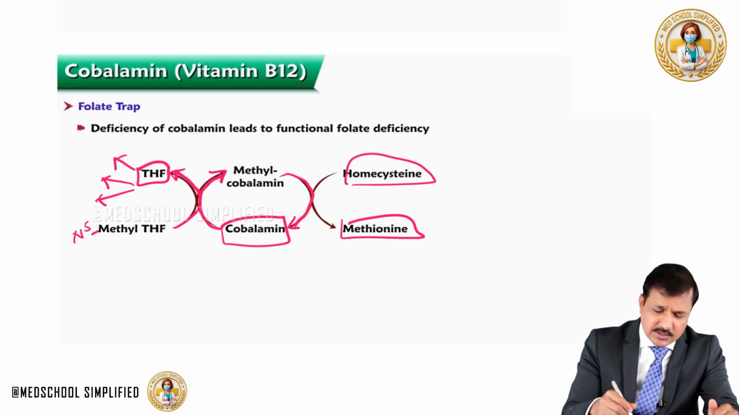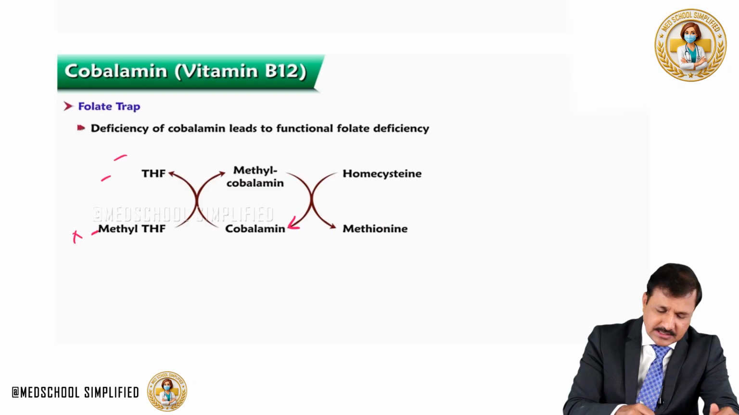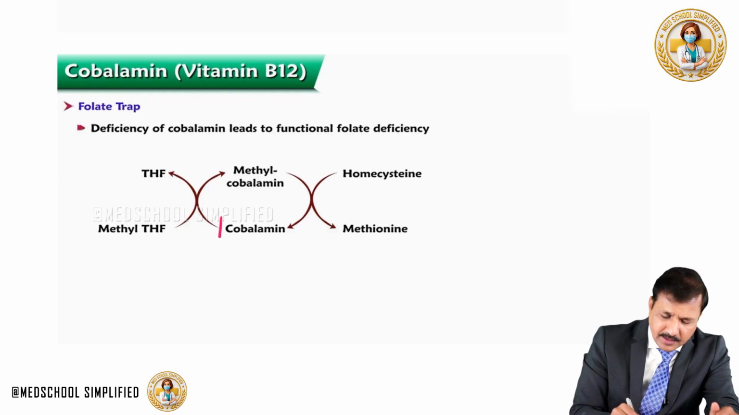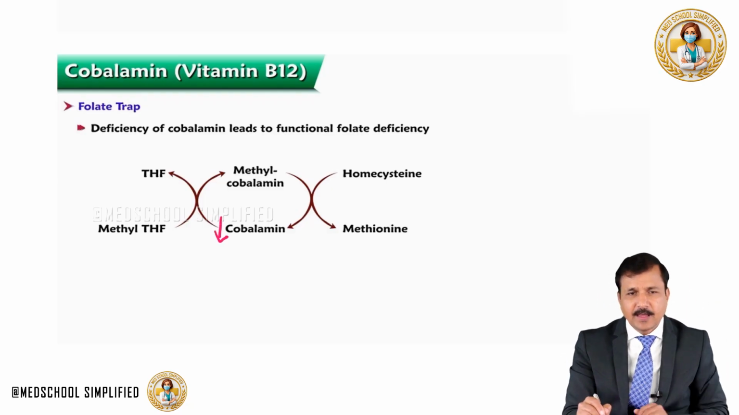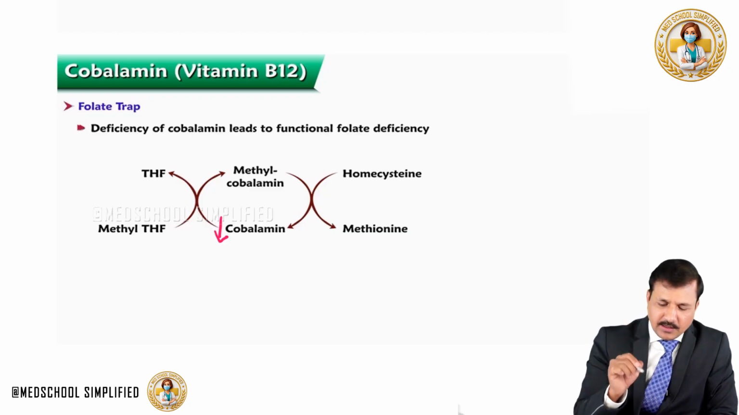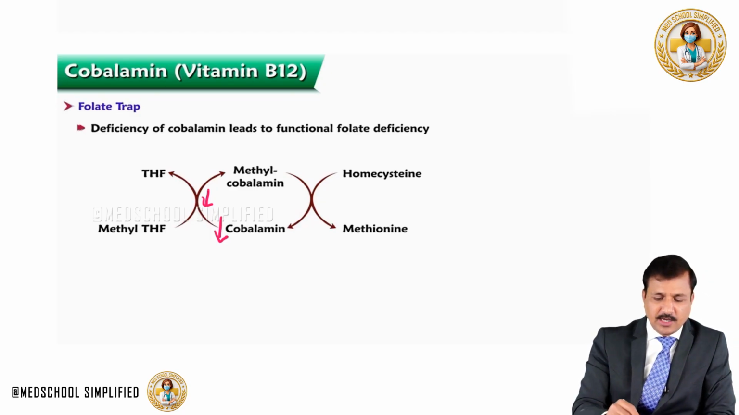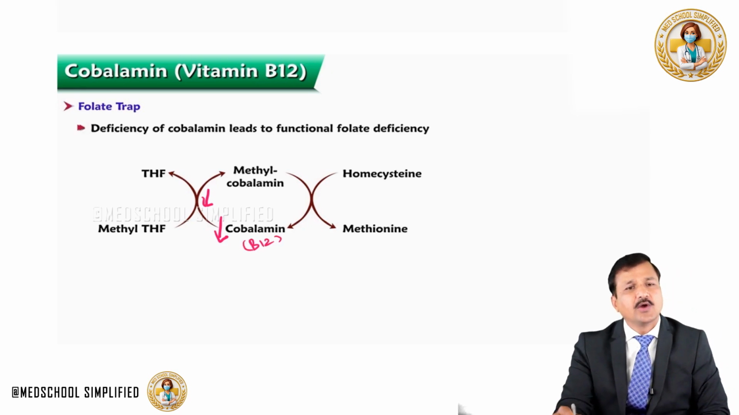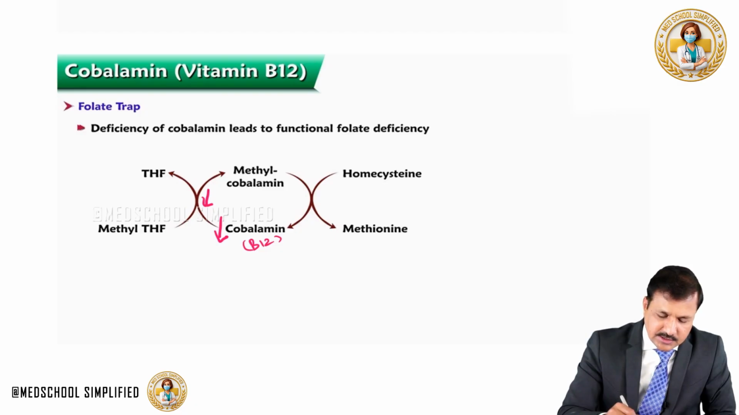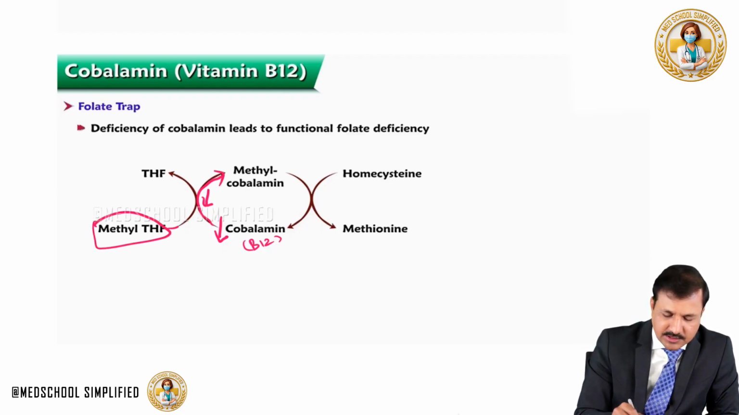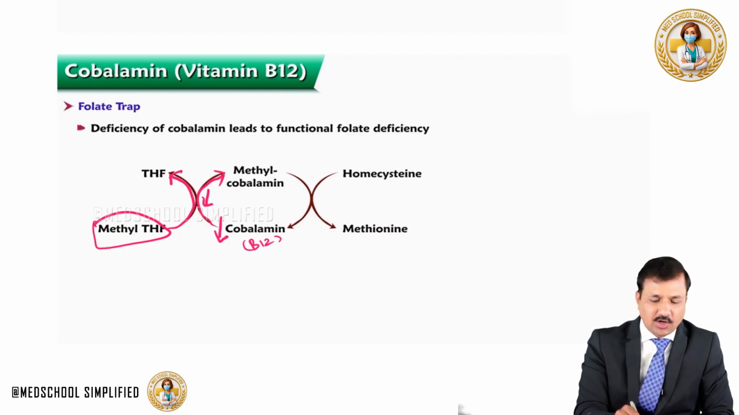Now let us see what happens if there is a cobalamin deficiency. We are going to decrease cobalamin here. A decrease in cobalamin will lead to a decrease in the conversion of cobalamin into methylcobalamin, because cobalamin itself, vitamin B12 itself, is decreased. That means the conversion of N5-methyl tetrahydrofolate into just tetrahydrofolate is also decreased.